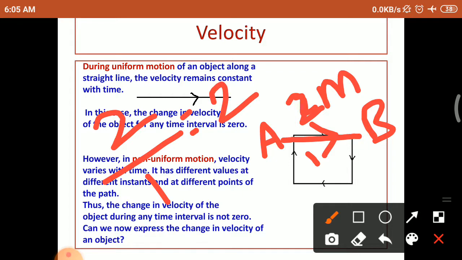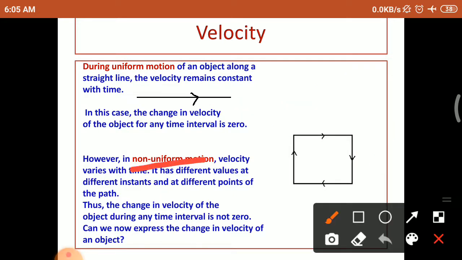But if you take B to C, here also 2 meters in 1 second. So the velocity remains constant with the time. So this type of velocity is called uniform velocity. When the velocity is a constant, then we can say that this is a uniform velocity.